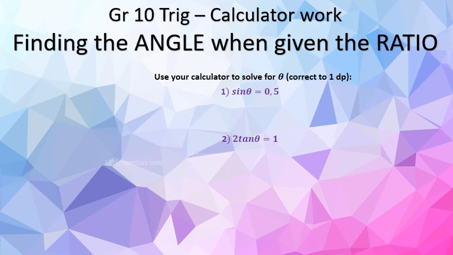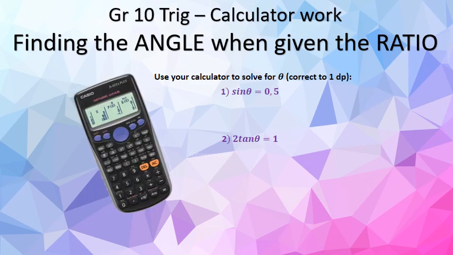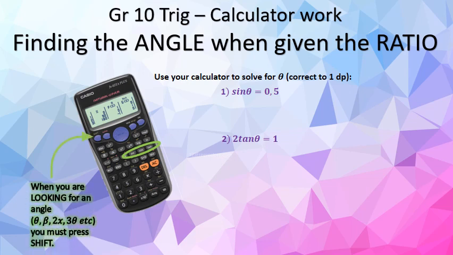Another really easy concept to go over today, and it goes hand in hand with Friday's concept because it is also calculator work. Once again, we are going to be using our sine, cosine, and tan buttons on our calculator. The only difference is that today we are looking for an angle, theta, x, y, beta. It can be any angle. It may even have a number in front of it. We may be looking for 2x or 3 theta.